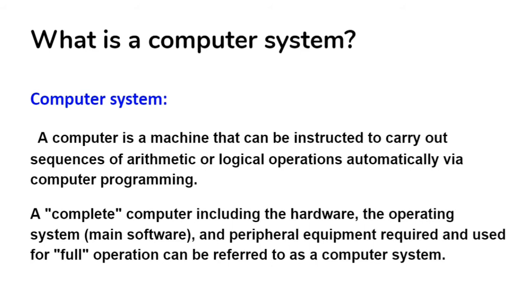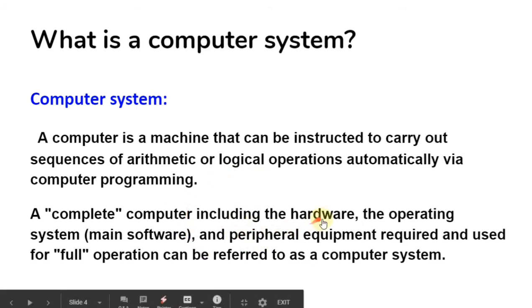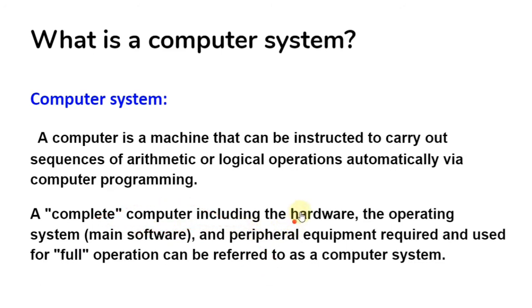Programming is the way in which we develop software with the help of programming languages such as C and C++. So we make computer programs with the help of these programming languages. A complete computer, including hardware, the operating system, the main software, and the peripheral equipment required and used for full operation, can be referred to as a computer. A computer includes hardware such as processor, CPU, CD-ROM, power supply, board, everything that we can touch, we call them hardware. And the operating system, the software or the Windows we are using, is called the operating system.